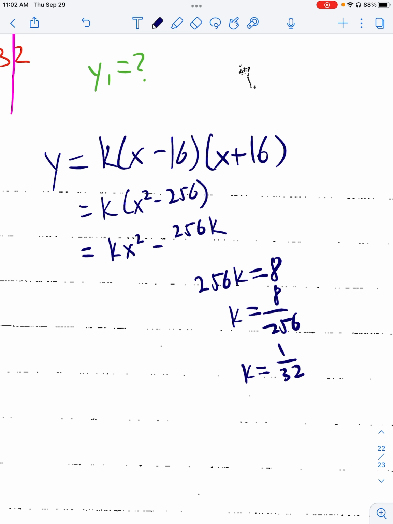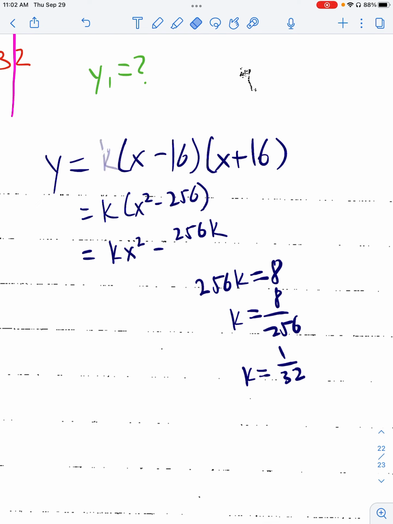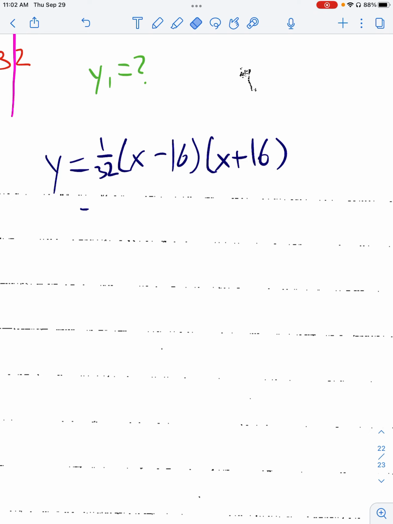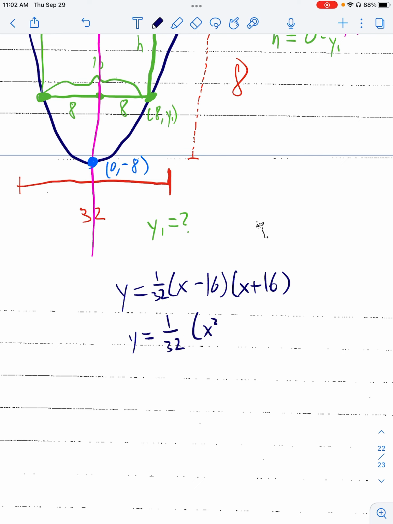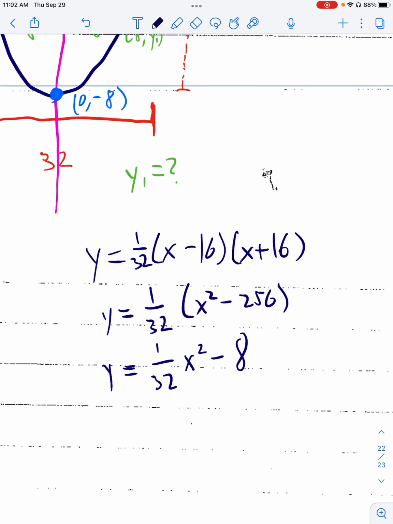Okay, so now we know that this k right here, which I just erased, is going to be 1 over 32. So this is going to be the equation of my parabola. Pause right here before I erase if you need to. That's going to be the equation of my parabola. So now let's expand this. We get y equals 1 over 32 times x squared minus 256, which is y equals 1 over 32 times x squared minus 8.